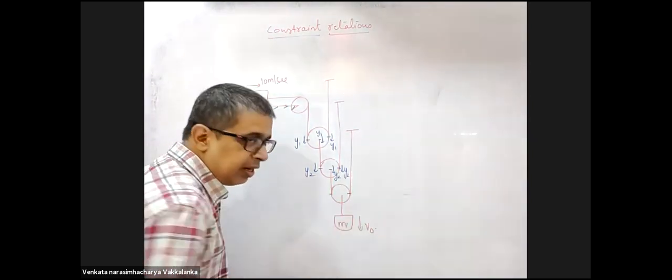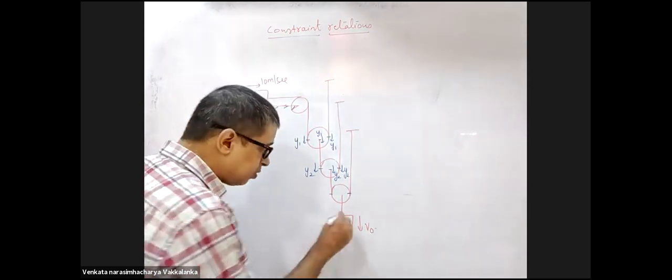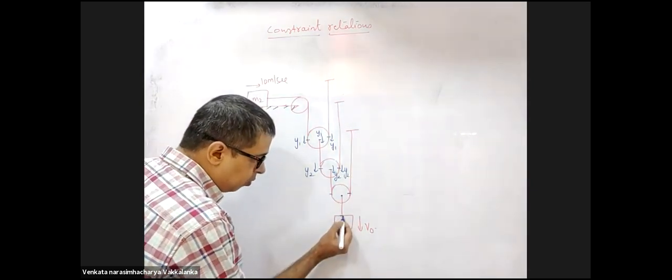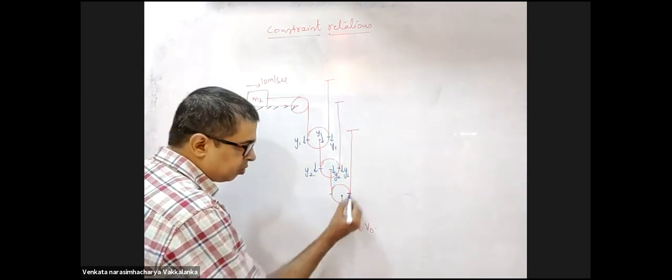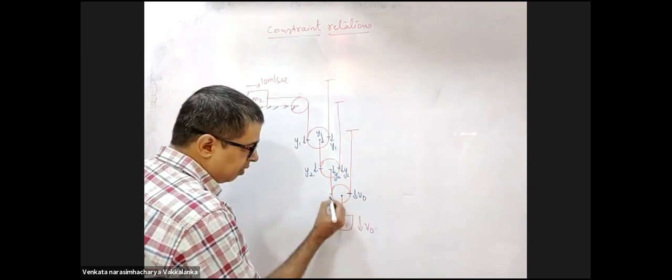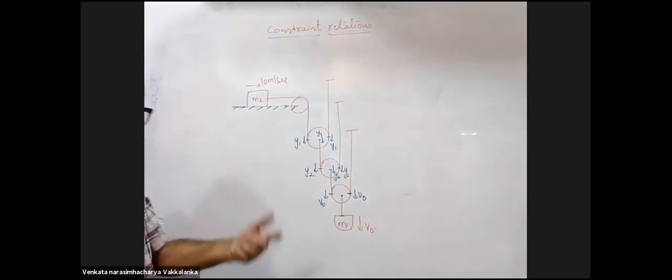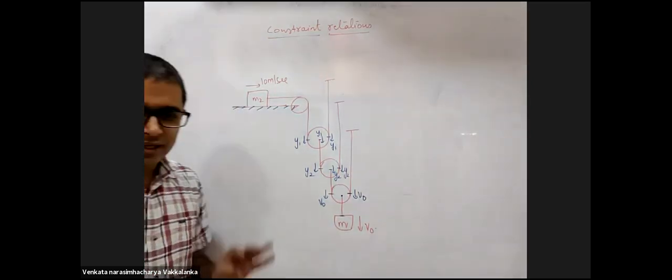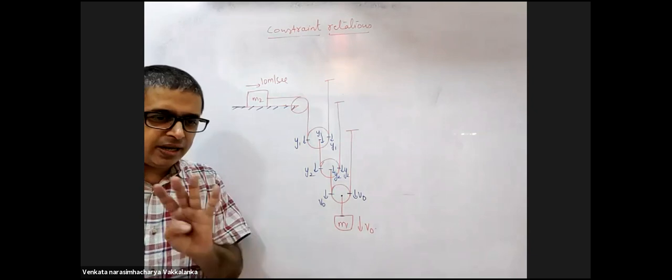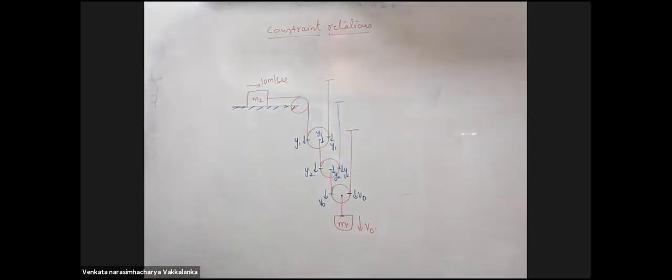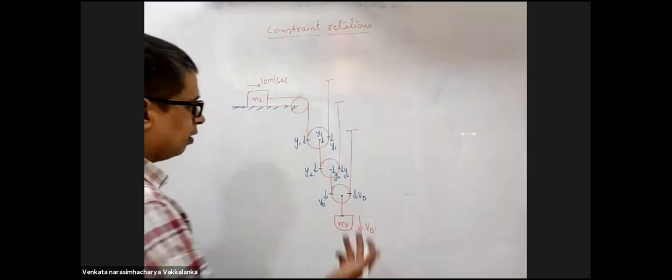Now, won't you take y3 for this pulley? No, I don't need to, I know it. The lower end is moving by V0. This will move down by V0. This will be V0. This will be V0. So I didn't introduce y3. Till this point, is it clear to all?